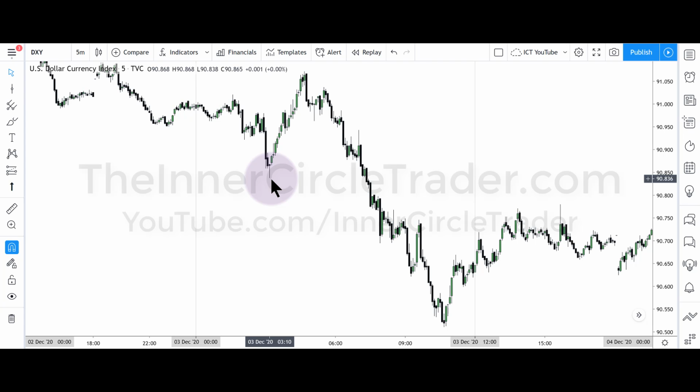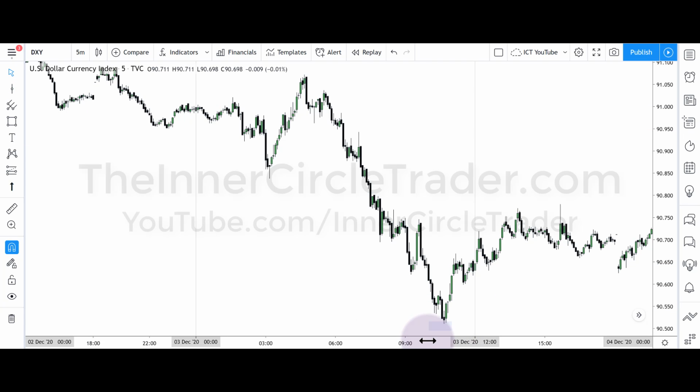Well, you have two factors here. You have the element of time and price. Not price and time, time and price. So if we have, in terms of time, all right, so we have it set to 10 o'clock to 11, okay? That's your sweet spot. That is the sweet spot of London close.